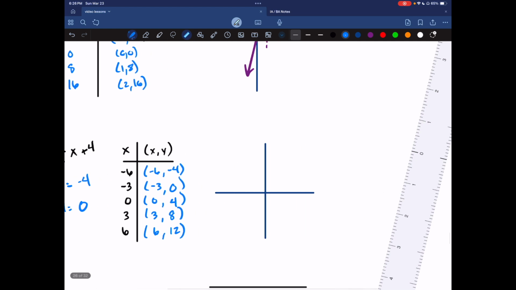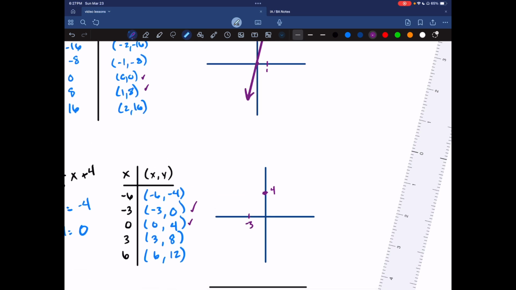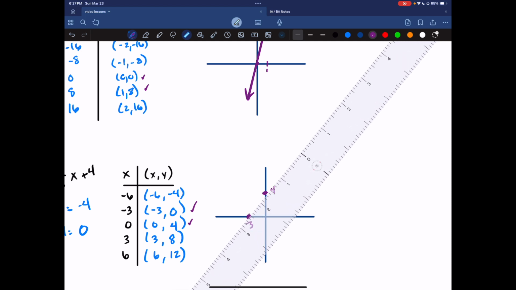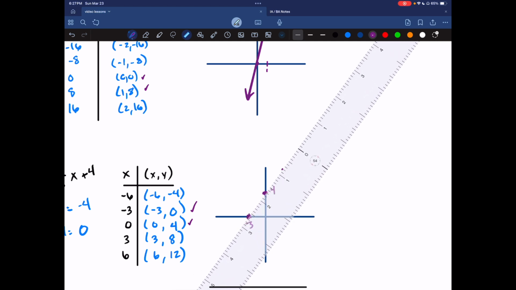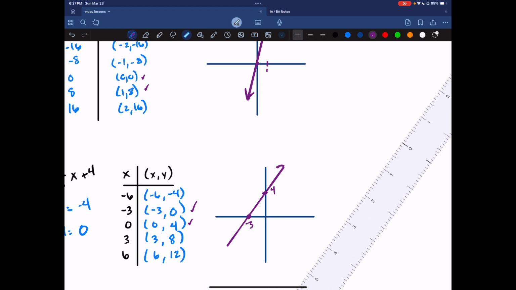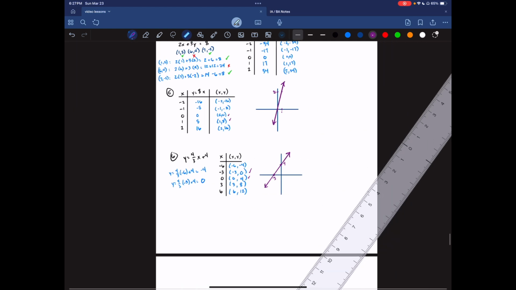And then again, you just need 2 points. So I've got 0, 4, so 0, 4 is one. And then negative 3, 0 is another one. And so there's that. And so now I'm just going to bring my ruler back over here. I'm going to draw this line. There's that.